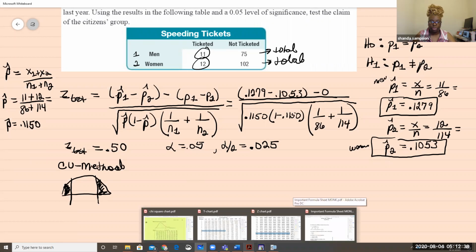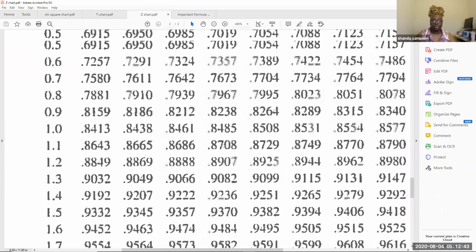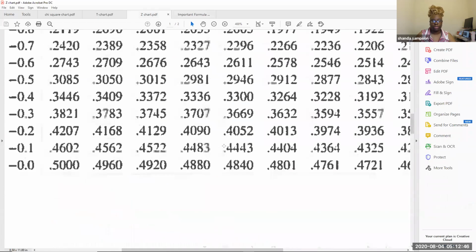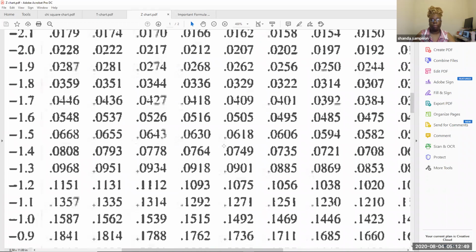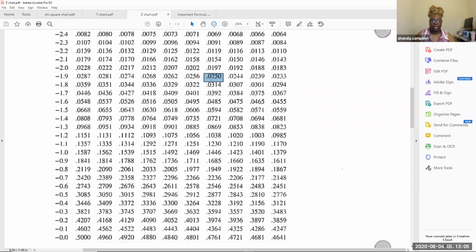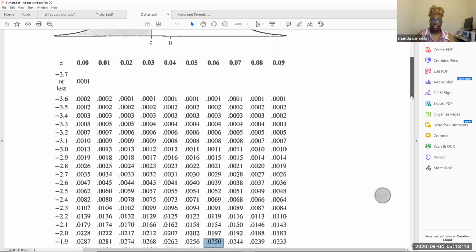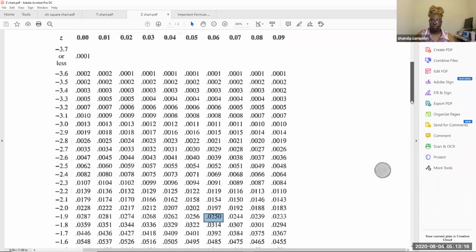Okay? So we need to look up 0.025 in our Z chart. So let's pull up our Z chart. 0.025. There it is, right here. 0.025. Now let's back that up. All right, negative 1.96, right? Everybody see that? Negative 1.96.